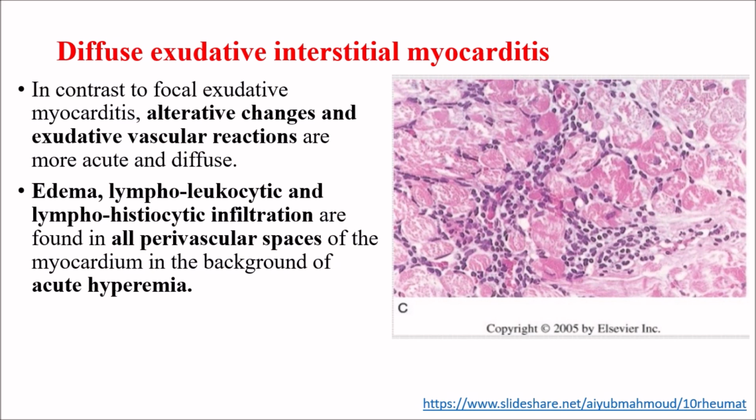And the third type is diffuse exudative interstitial myocarditis. In contrast to focal exudative myocarditis, the alterative changes and exudative vascular reactions are diffuse here and acute. As you see in the histologic slides, we can find edema and lympholeukocytic and lymphohistiocytic infiltration in the perivascular spaces. Here you see the section of the blood vessels and the lympholeukocytic infiltration and acute hyperemia.